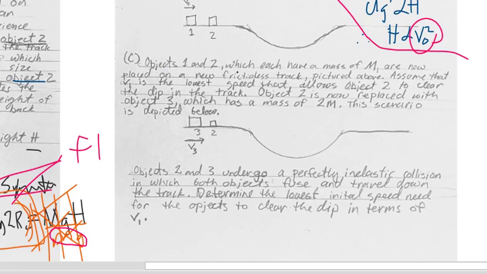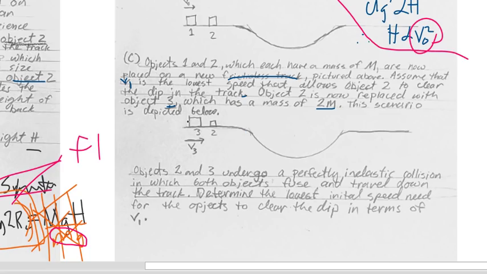We have the objects 1 and 2, which each have a mass of m, same thing we had before, now placed on a new frictionless track. So that's important. That means mass is not super important in some situations, as pictured above. Assume that v1 is the lowest speed that allows object 2 to clear the dip. So they're doing the bounce, or ricocheting off of each other, that allows object 2 to clear the dip on the track. And that would be true for an object of any mass because it's a frictionless track. It's magic Disney stuff. Object 2 is now replaced with object 3, which has a mass of 2m.